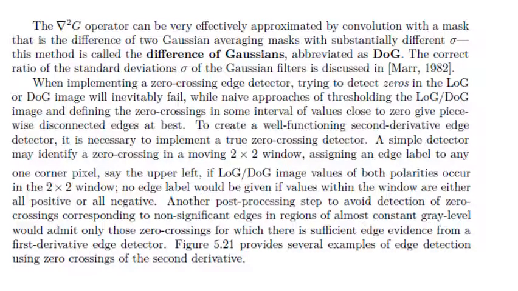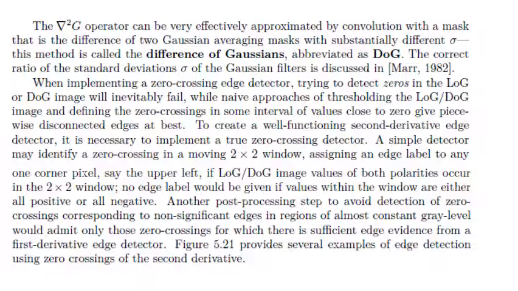Now that you understand the Laplacian of Gaussian, the del square G operator, that is finding the Laplacian of the Gaussian operator, it can be effectively approximated how? By a convolution with a mask that is the difference of two Gaussian averaging masks with substantially different sigma. What is sigma? Standard deviation. This method is called the difference of Gaussians, and just like LoG, we can abbreviate this as DoG.